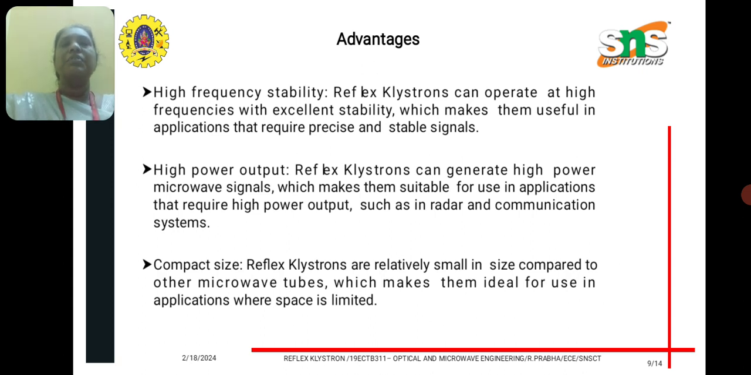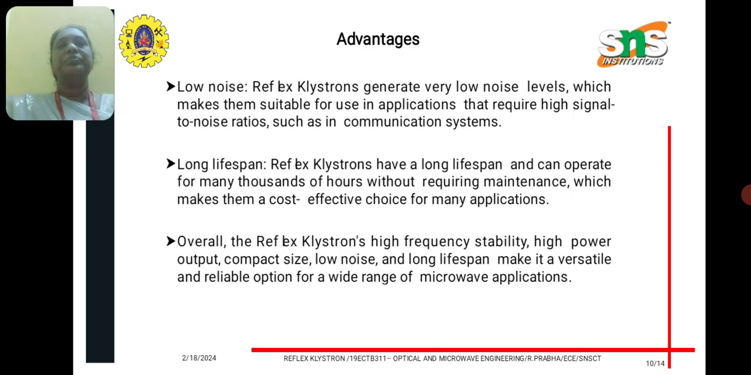And this reflex klystron produces higher power output or higher microwave signals, which is suitable for applications which require high power output such as radar and communication systems. And not only that, reflex klystrons are compact in size when compared to other microwave tubes, which makes them ideal for use in applications where space is limited.